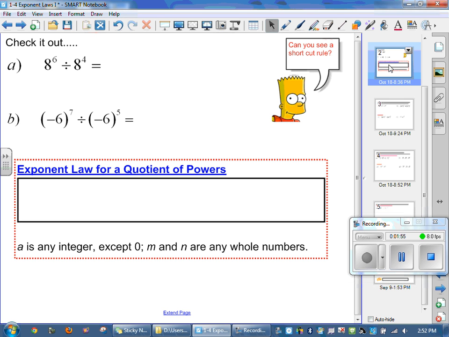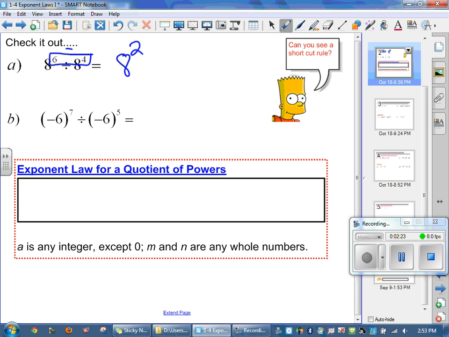So if we have a dividing law, our division law, what do you think we're going to do? Last time we were multiplying, same base we added. Now we have the opposite function going on. Now we're dividing. What do you think we're going to do to those exponents? Subtract them. You are exactly right. We're going to subtract them. So we keep our base the same. It's going to be an 8. Now we take 6 and 4 and we subtract them, so it's going to become a 2.